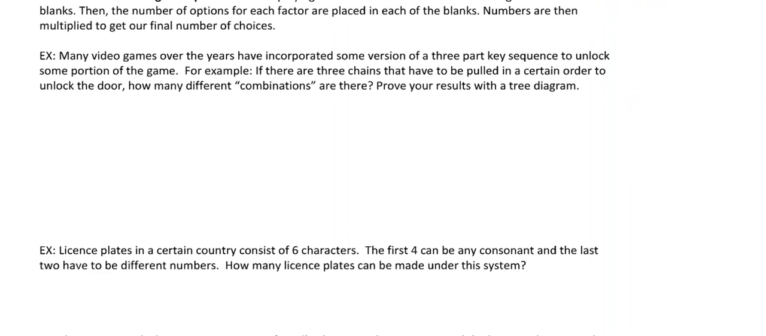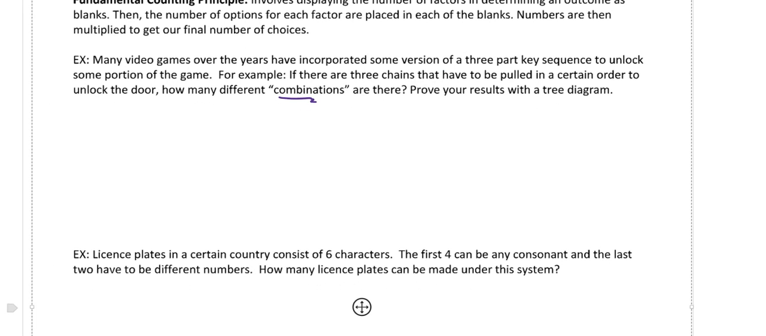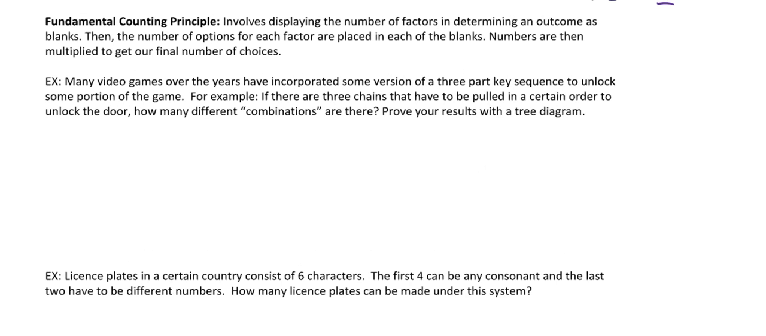Yeah, so let's jump into this example. It's kind of the same thing, but just another twist on it. So it says many video games over the years have incorporated some version of a three-part key sequence to unlock some portion of the game. For example, if there are three chains that have to be pulled in a certain order to unlock the door, how many different combinations are there? Okay, actually, technically, that would be how many different permutations are there, but we quite often say combinations. We'll get into what combinations really are in the lessons from now.